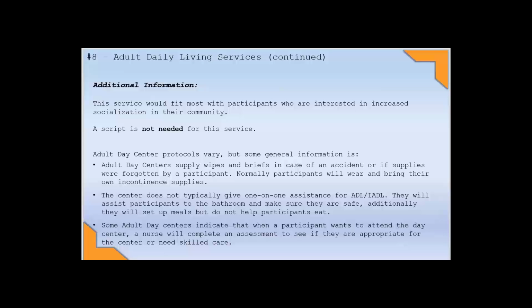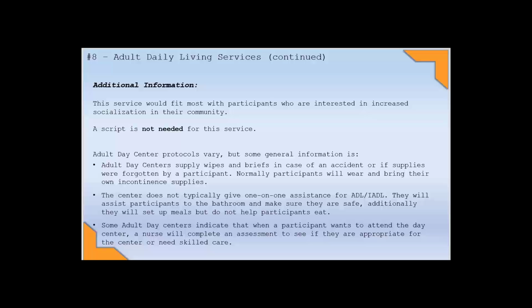This additional information came based off feedback from, as I was going through and doing different updates on this, I had sent it out to members of my team to kind of take a look at and say, what am I missing here? So this came from some questions regarding just wanting a little bit more information about adult day. So some of the questions were centering around incontinence supplies. So we did speak to an adult day center.